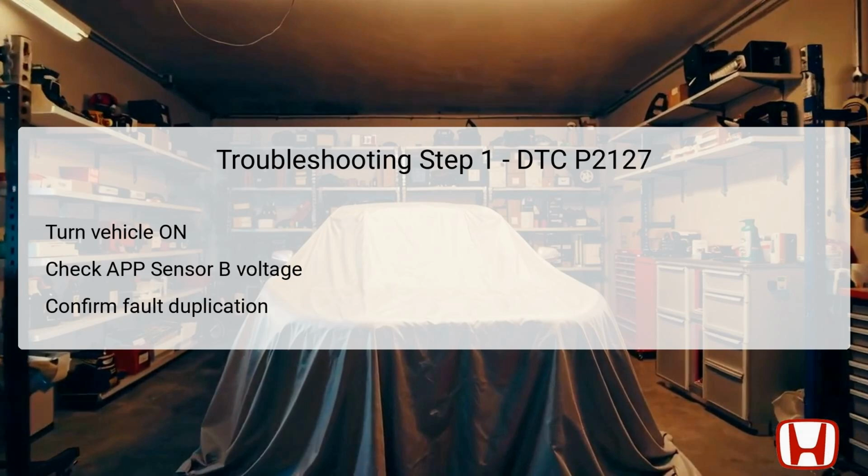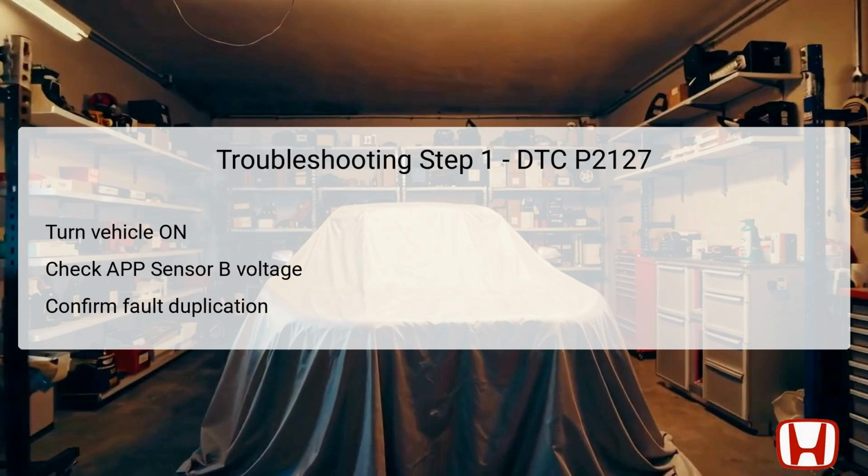Begin by turning the vehicle ignition to the on mode, enabling the vehicle's electrical systems without starting the engine. Using the HDS Honda Diagnostics system, check the voltage parameters for the APP sensor B. Specifically, you need to confirm if the voltage reading is less than 0.2 V. This threshold indicates the presence of a fault, and if the results confirm that the current conditions match this threshold, it means the failure is duplicated.